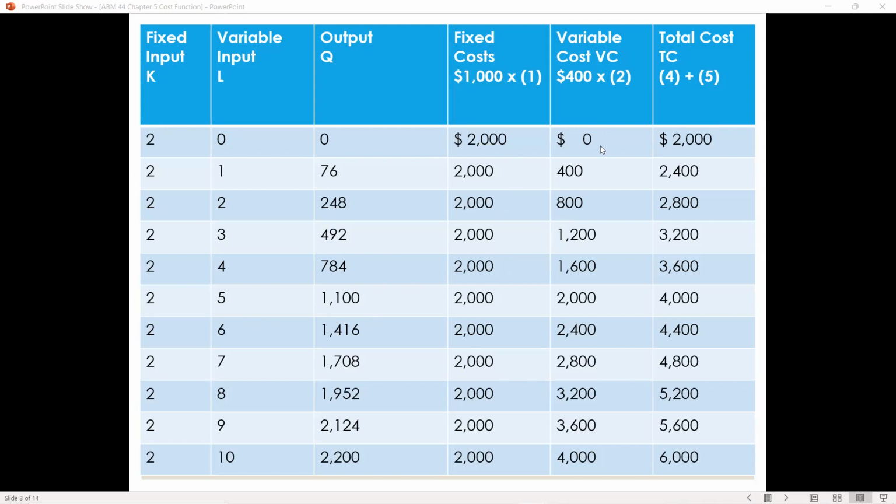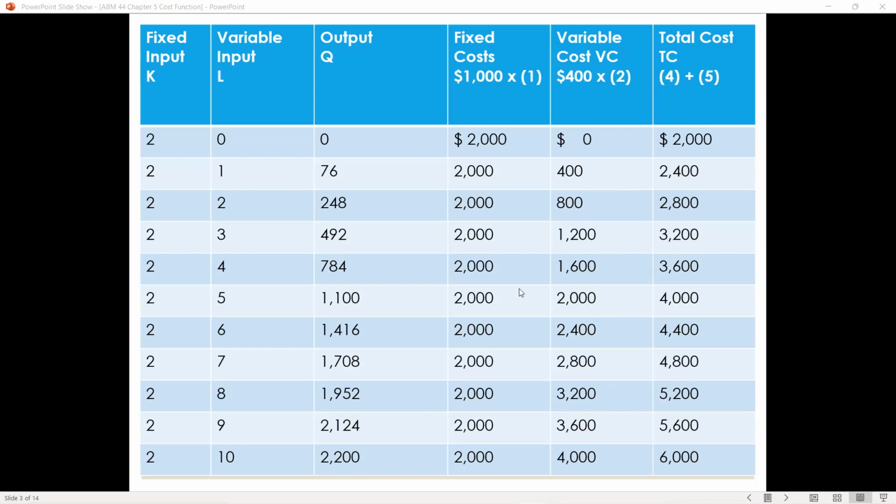While variable costs, again, they vary. As you can see, 400, 800, 1,200, 1,600, and so on and so forth. The total cost is the summation of our fixed cost and variable cost. So total cost, whether fixed or variable. Variable cost depends on many things. For example, if the price for mushroom goes up from 400 and higher, that is an example of variable cost.